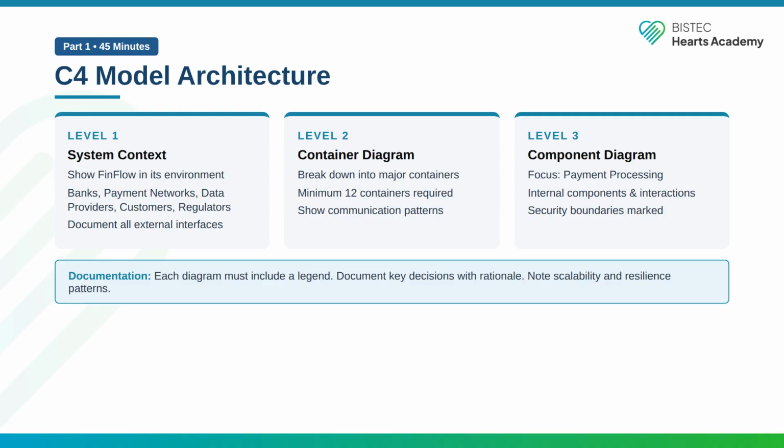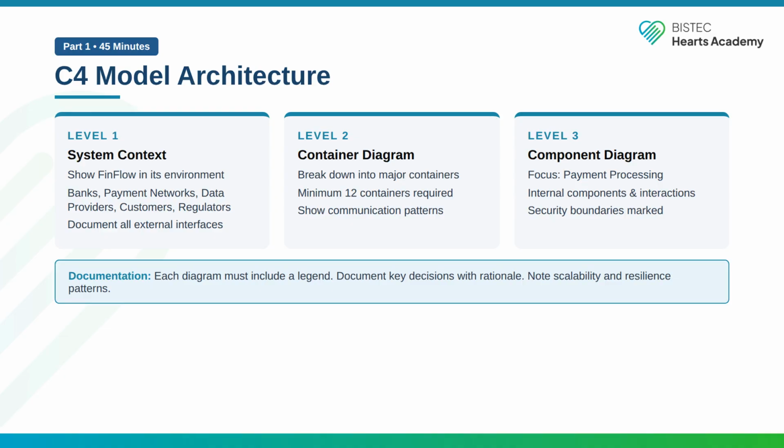Level 2, container. You'll need a minimum of 12 containers. Think about it. Web apps for different user types, an API gateway, backend services for payments, accounts, compliance, notifications, and reporting, plus databases, cache, event bus, and search or analytics. You'll easily hit 12 to 15.